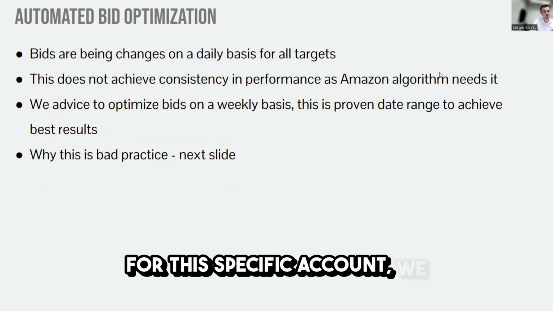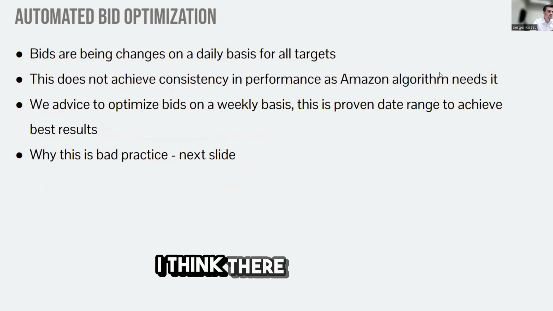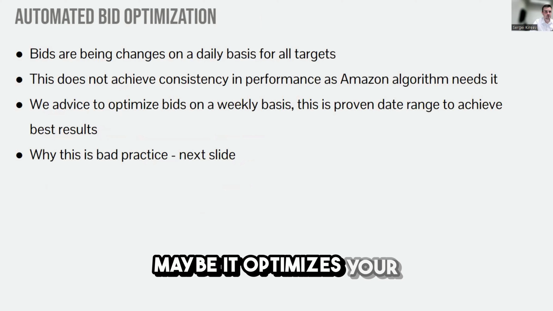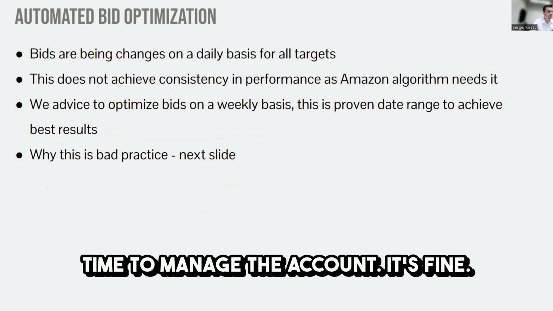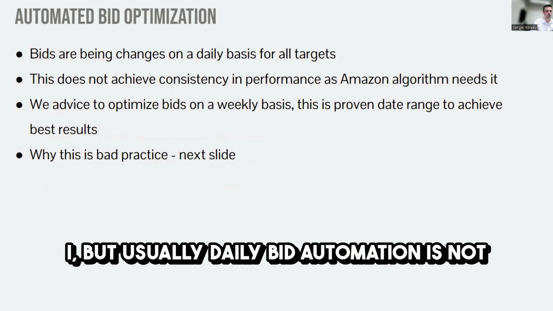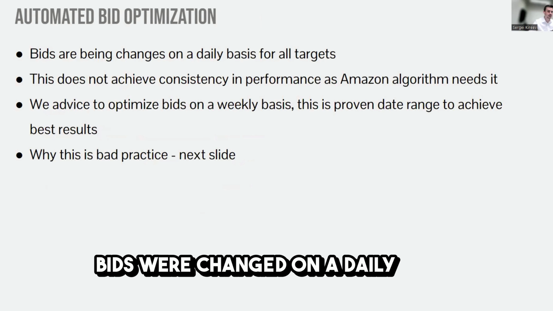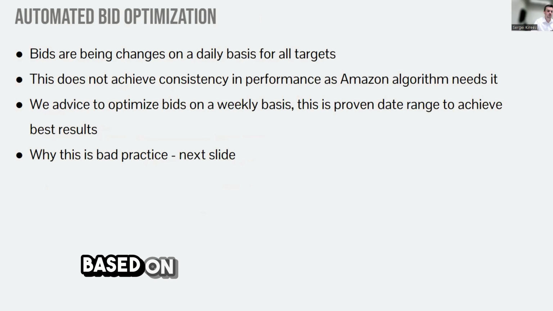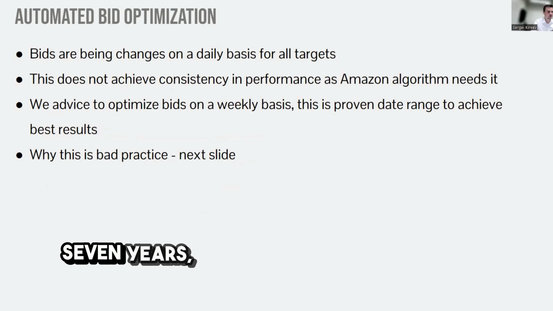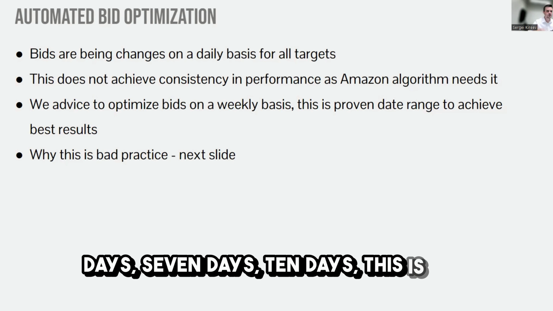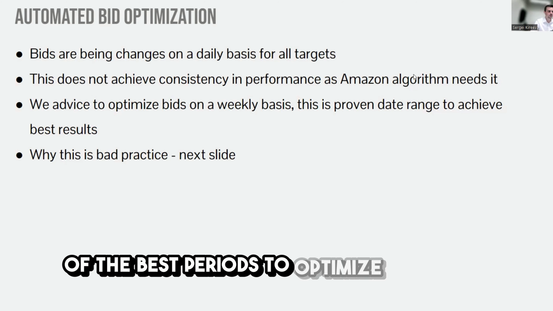For this specific account, we noticed the bid automation. I think there is nothing bad specifically about bid automation. Maybe it optimizes your time to manage the account. It's fine. But usually daily bid automation is not good, right? Bids were changed on a daily basis. Amazon just likes consistency a little bit more. Based on my experience over the last 7 years, somewhere between weekly, maybe 5 days, 7 days, 10 days, is one of the best periods to optimize your bids.